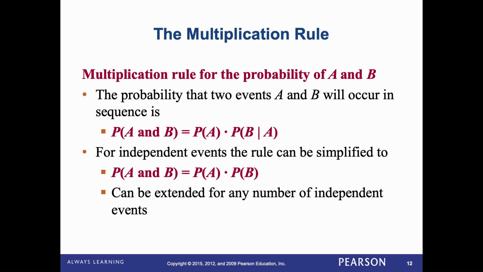And if there are more independent events, then you would just continually multiply them all in sequence. Probability of A times probability of B times probability of C times probability of D, and so on, if they were all independent.